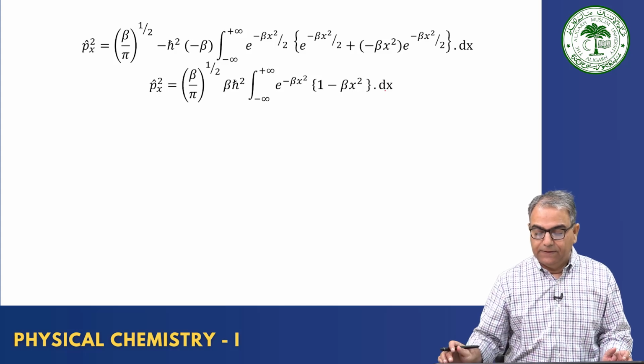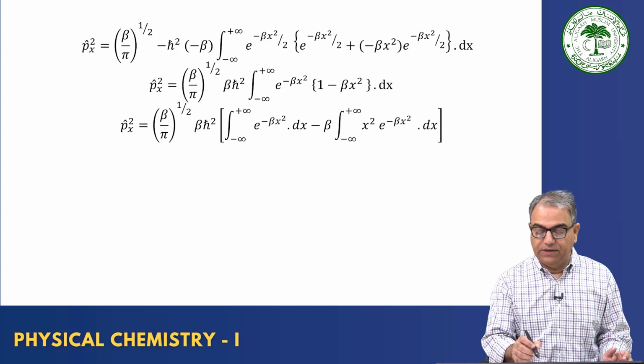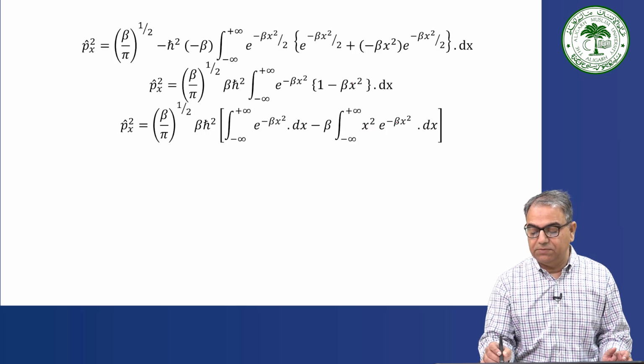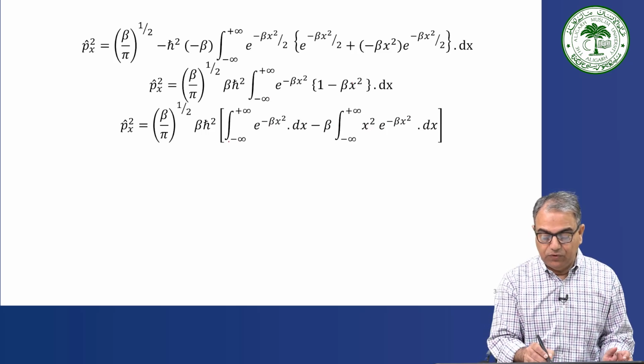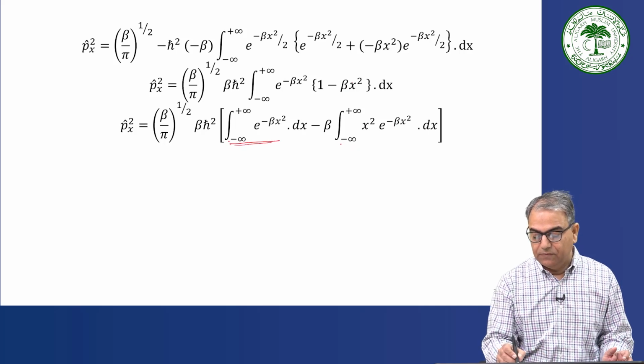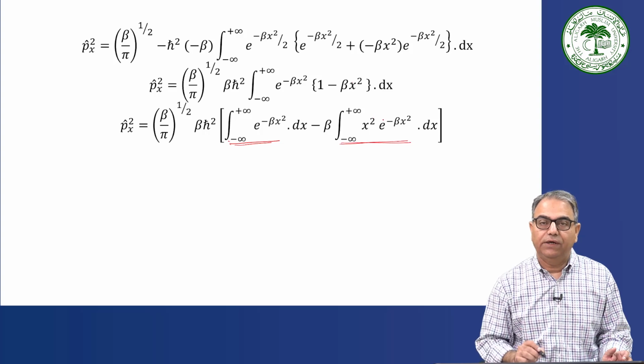Okay, so now we have two integrals. One is for exponential minus beta x square dx, and another is beta will be common and x square into exponential minus beta x square dx. So we have two different integrals. One is this one and another is this one. Okay, and again see, this integral you have already done in the previous example.